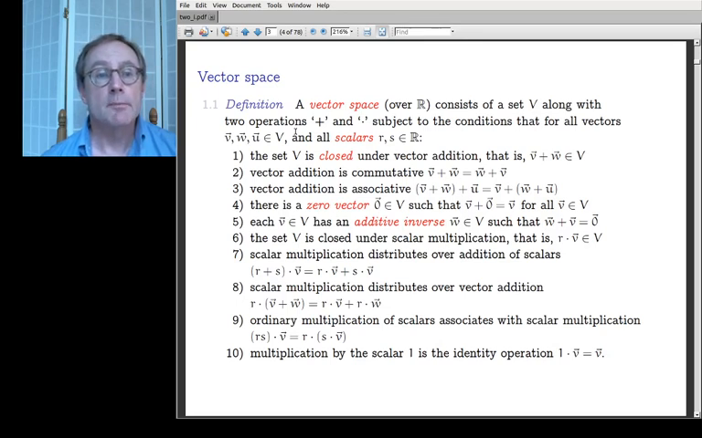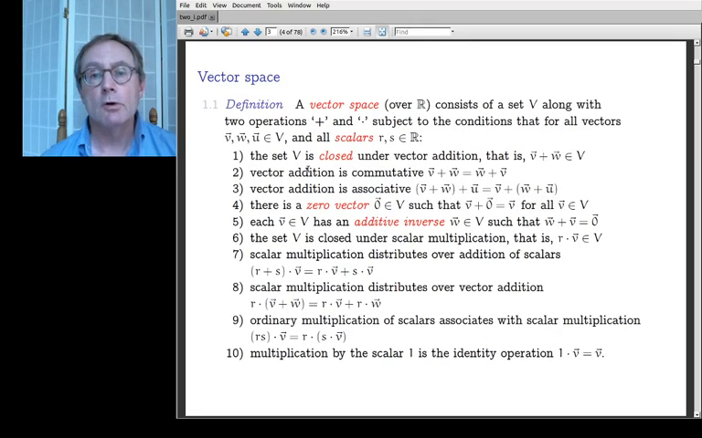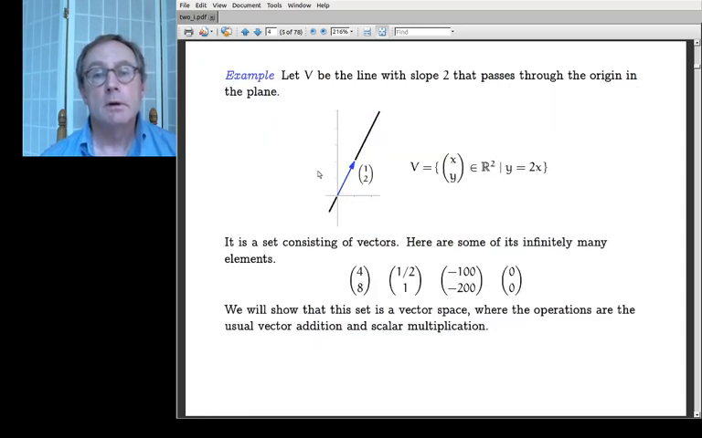Of course, I'm going to check them at some length. Some of the rules are very obvious. Almost all of them are very obvious. The two that will usually concern us are Rule 1 and Rule 6, the rules about closure: if you add two members of this space, you get a member of this space, and if you multiply a member of this space by a scalar, you get a member of the space. Okay, so here we go.